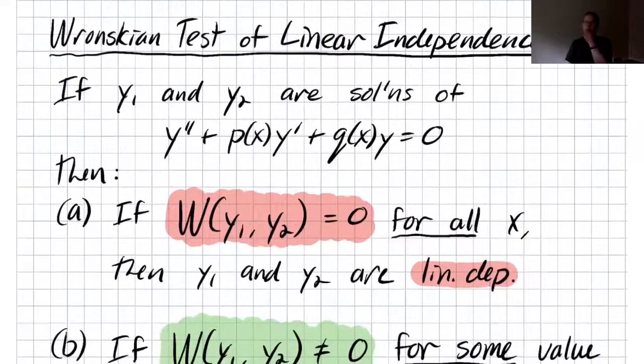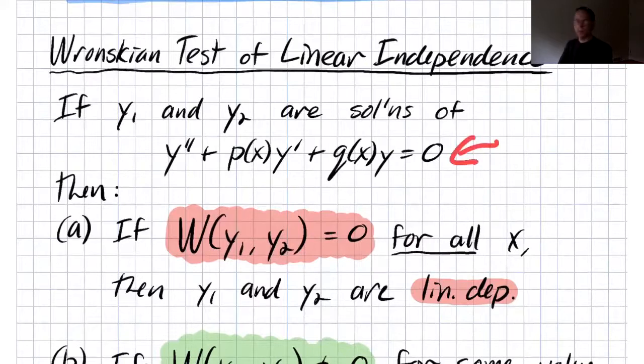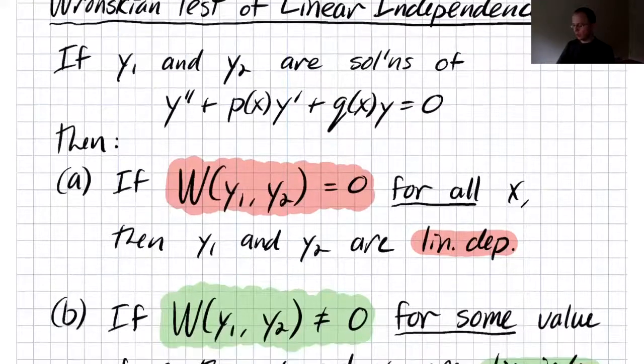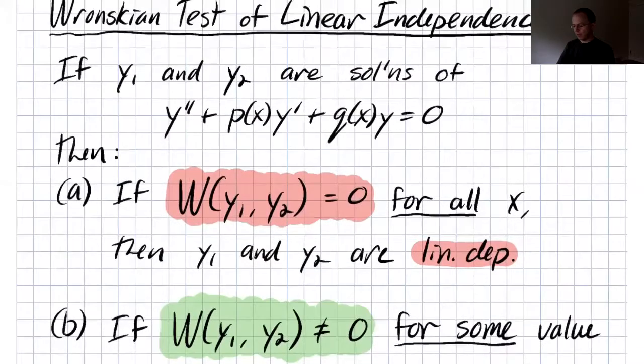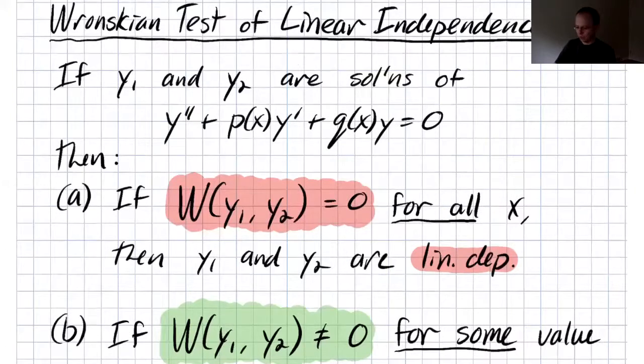So this brings us to a really nice idea from the work that we did in showing two functions were linearly independent. If those functions happen to be solutions of the same differential equation, then things become really, really nice. All we need to do to determine if they are linearly independent is this Wronskian test. So what is the Wronskian test?